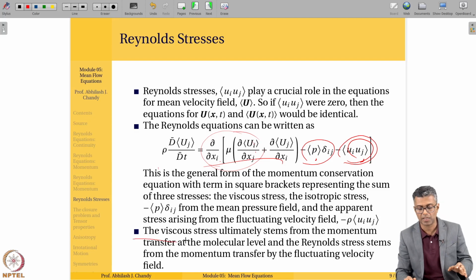So that is what we mean by this statement. The viscous stress ultimately stems from the momentum transfer at the molecular level, whereas the Reynolds stress stems from momentum transfer due to the fluctuating velocity field. So that is at a macro level.